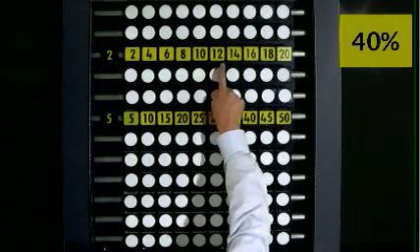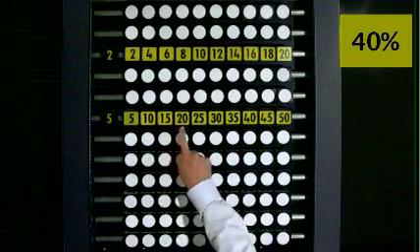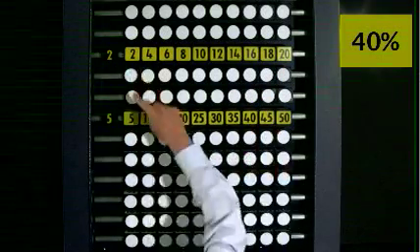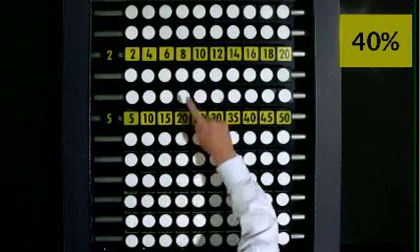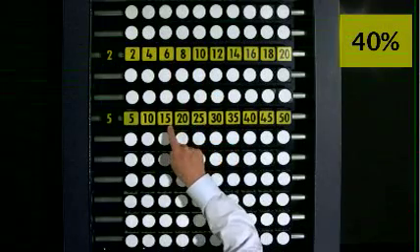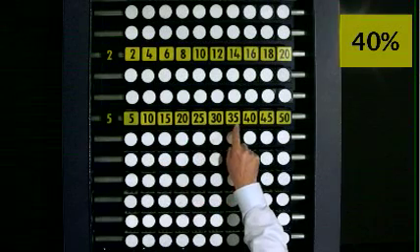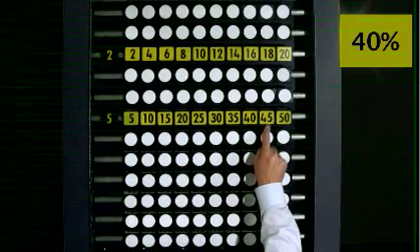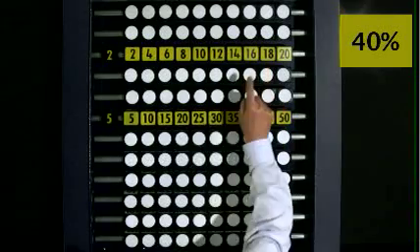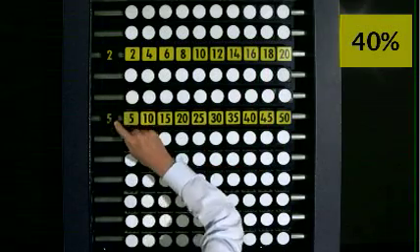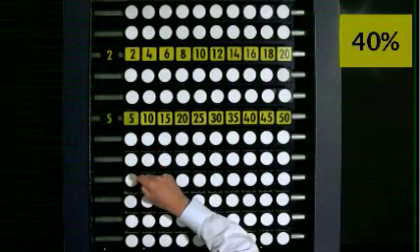Here's the 2 times table. Here's the 5 times table. Every fraction is 2/5. 2/5 of 15, 6. 2/5 of 35, 14. 2/5 of 45, 18. The percentage for 2/5 is 40%.